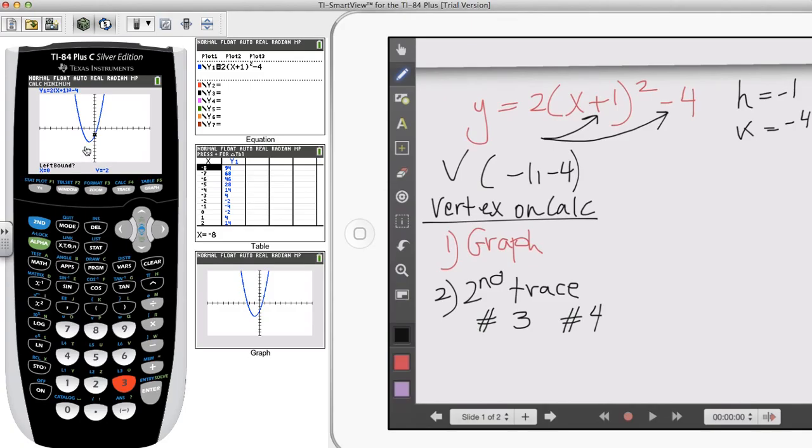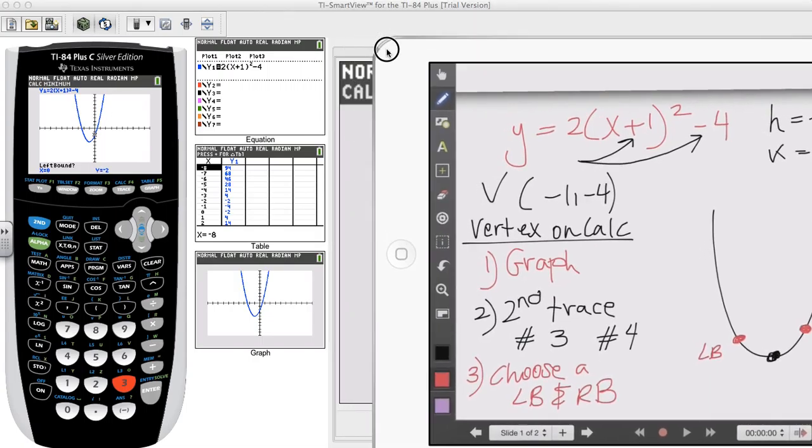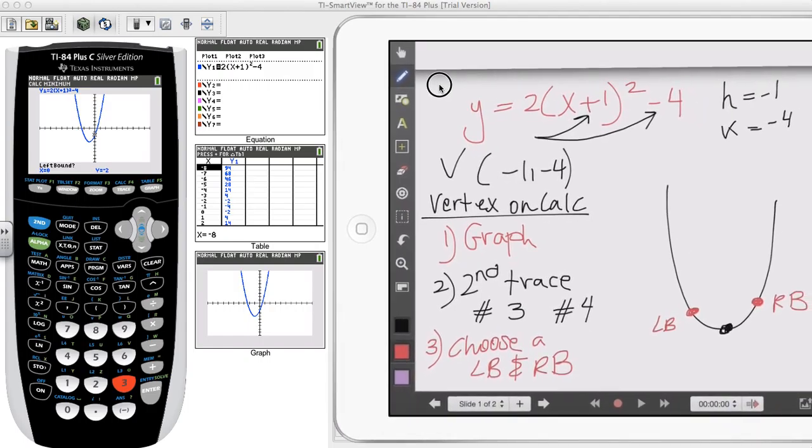Now, once you press number 3, it's going to ask you for a left bound and a right bound. So step number 3, choose a left bound and a right bound. And what do I mean by left bound and right bound? It means if I have my parabola, and this is, for example, my vertex, I need to pick a point to the left of the vertex, and that's going to be my left bound, or a point to the right of my vertex, and that's going to be my right bound, okay?